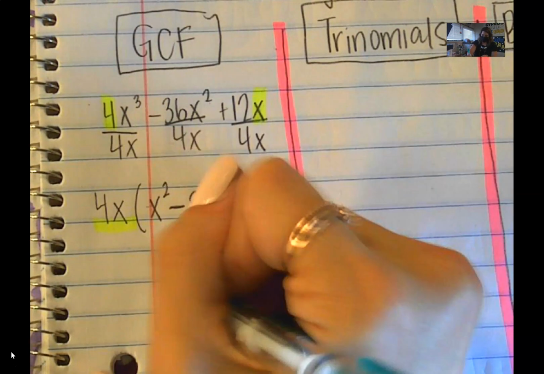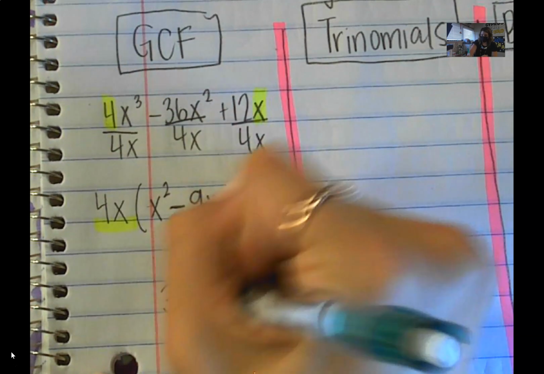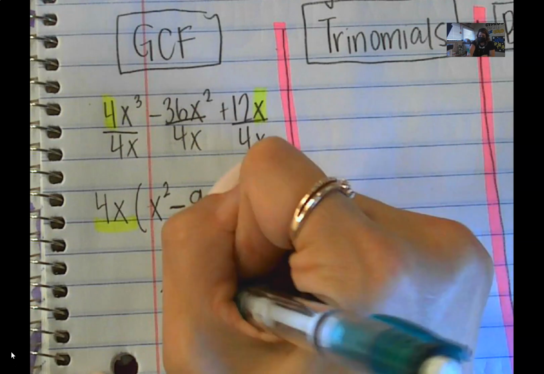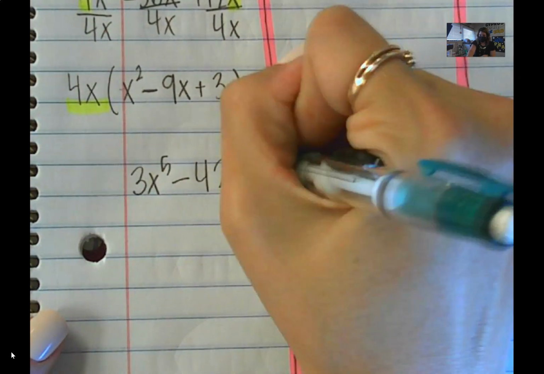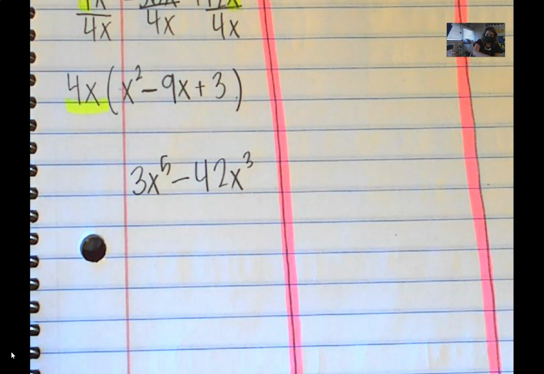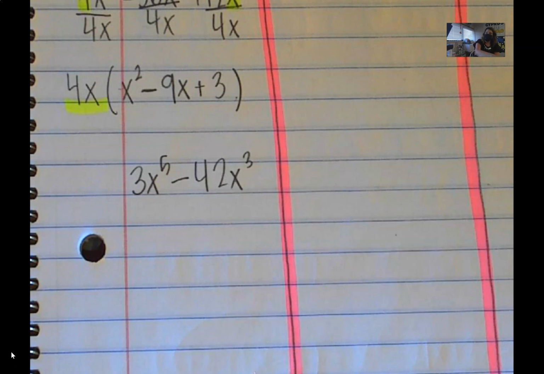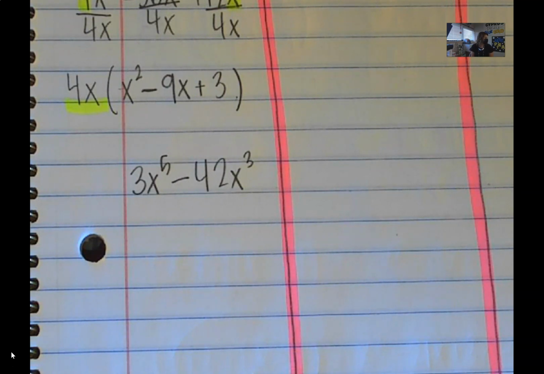Let's start with maybe an easier one. Let's go 3x to the 5th minus 42x to the 3rd. Give you roughly a minute. You might need the calculator on your Chromebook, so if you use that, you might want to wake up your Chromebook and get them going.